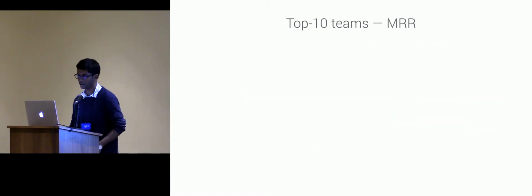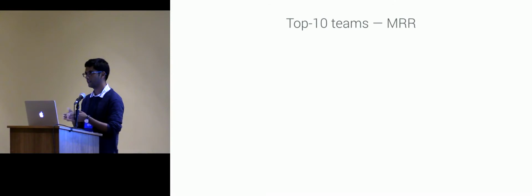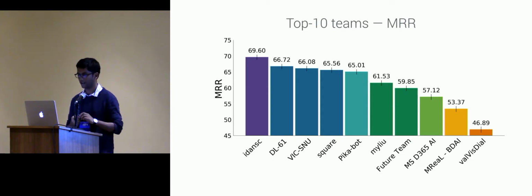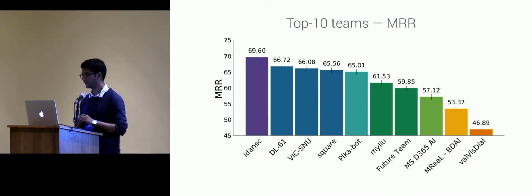It's also, like I had mentioned earlier, NDCG as a metric takes into account these dense annotations where for every question, multiple candidate answers can be relevant. And MRR was our earlier metric that takes into account only a single ground truth answer. If we look at how these teams stack up against each other in terms of MRR, the story is a bit different. For example, here, IDAN SC is the top team according to MRR of 69.6, and MReal BDAI is close to the end there with a score of 53.37.